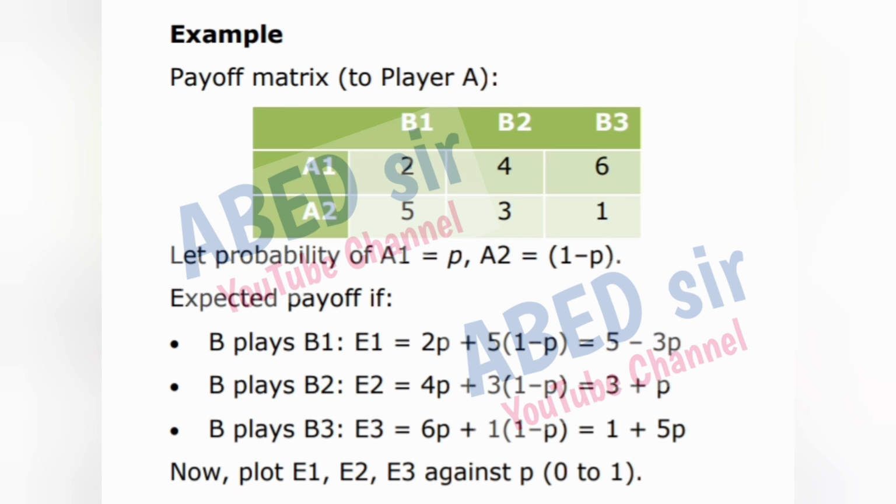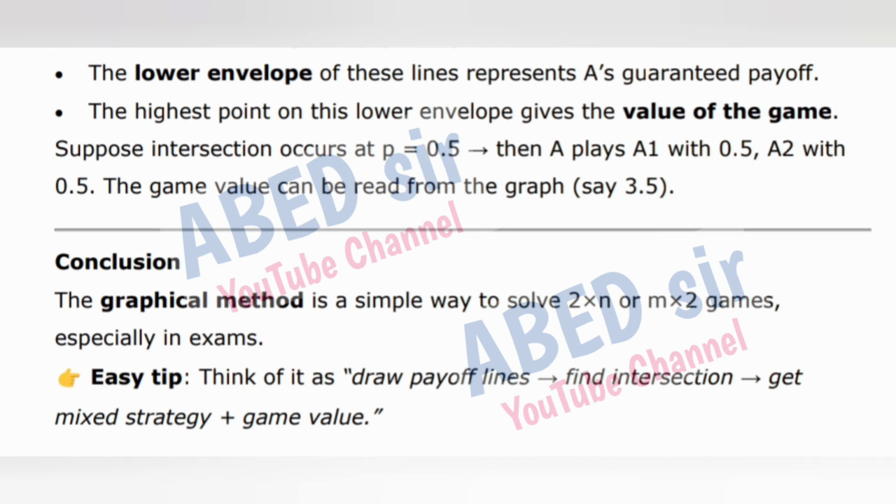Now, plot E1, E2, E3 against P, from 0 to 1. The lower envelope of these lines represents A's guaranteed payoff. The highest point on this lower envelope gives the value of the game. Suppose the intersection occurs at P equal to 0.5, then A plays A1 with 0.5 and A2 with 0.5. The game value can be read from the graph, say 3.5.